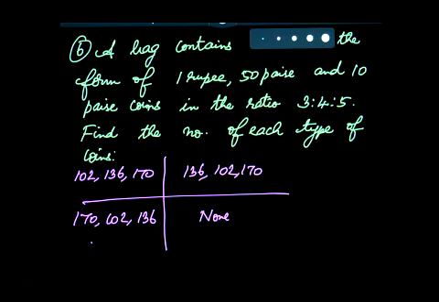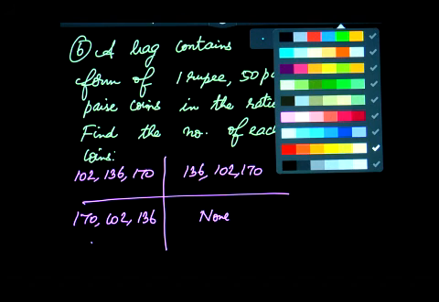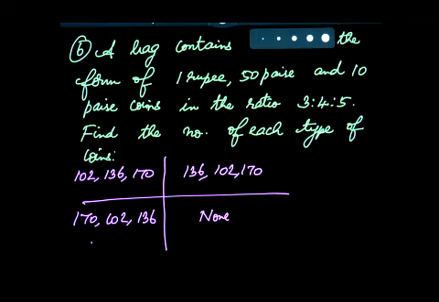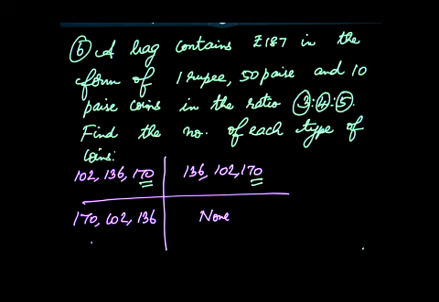So we have to go for the option 3:4:5. So of all the 4 options, 3:4:5 is option A. 102 is divisible by 3, 136 is divisible by 4, 170 is divisible by 5. So our option is A.